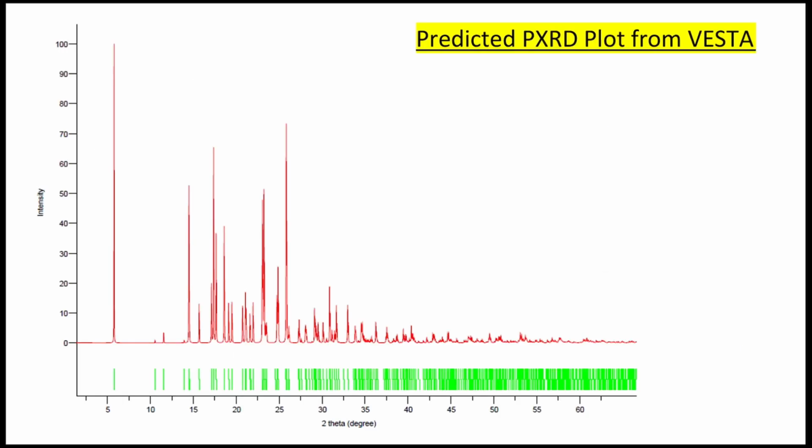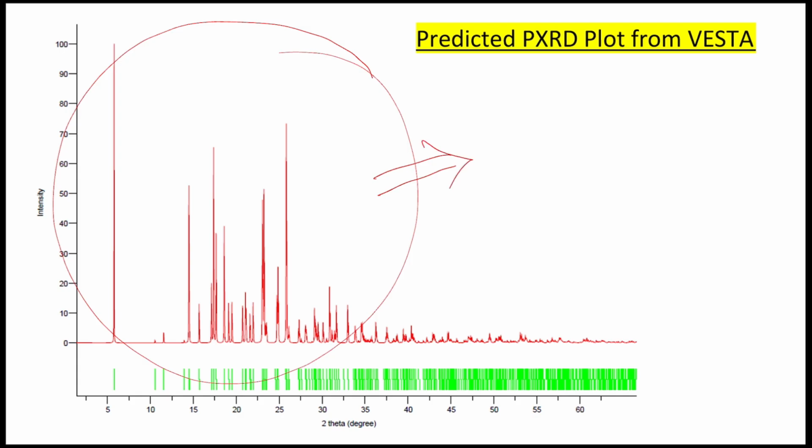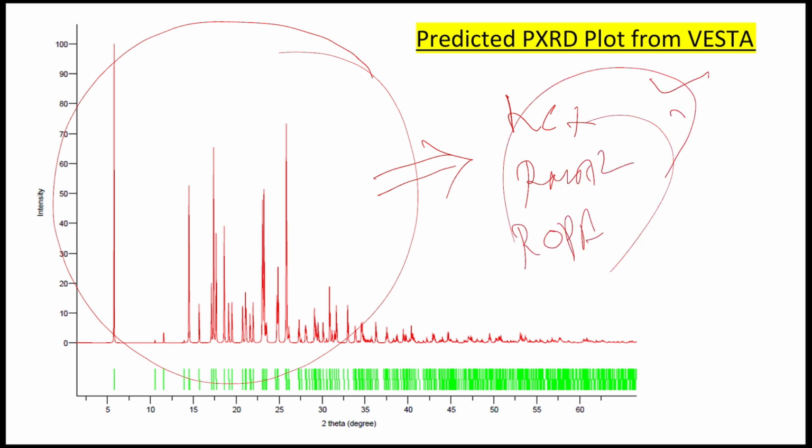So this is the predicted PXRD pattern. There's a very sharp peak close to 7 degrees 2 theta. And this simulated PXRD pattern is very different from the previous ones. They are just simulated PXRD, how it should look in ideal cases. But in reality, they could differ. Some peaks could be here and there, some impurities could be here and there.